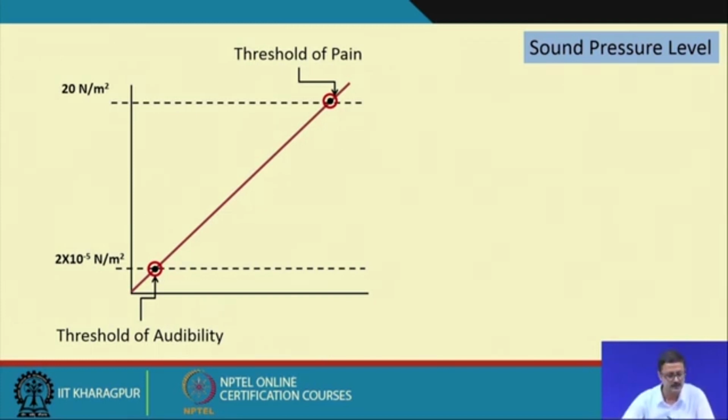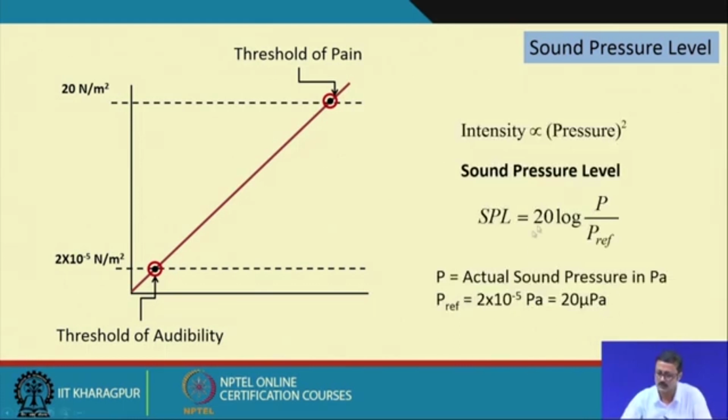So, in this case, if I know the pressure of the propagation of the sound in Newton per meter square, then I will use this equation. The sound pressure level is 20 log P by P reference. As usual, P reference is 2 into 10 to the minus 5 Pascal or Newton per meter square, and any sound that has a pressure of value P will be this P, the actual sound pressure in Newton per meter square.